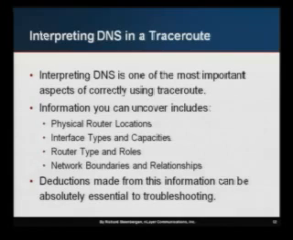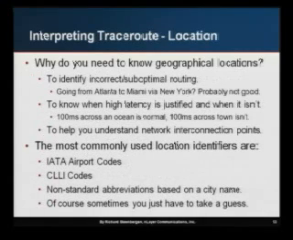You can figure out the network boundary and relationship, so you can see the demarc point between network A and network B, and then you can see, is this a transit relationship, is this a peer relationship, is this a customer relationship. What you can deduce from DNS really is essential to figuring out what's going on in a traceroute. Why do you need to know geographical locations?